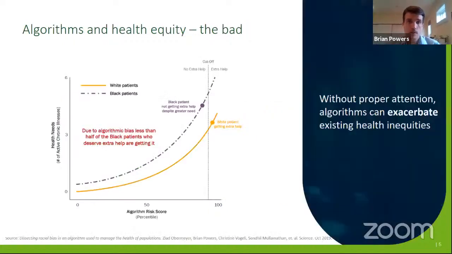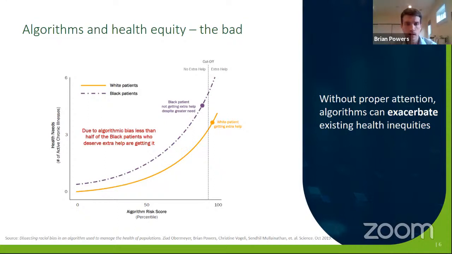And I'm going to highlight two of those examples now, one good and one bad. This is a paper that I was referring to earlier. This is a paper that I published with some colleagues in Science in late 2019 that was looking at the racial bias in a population health management algorithm.